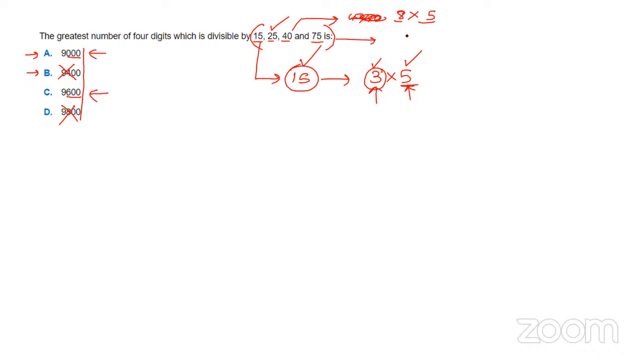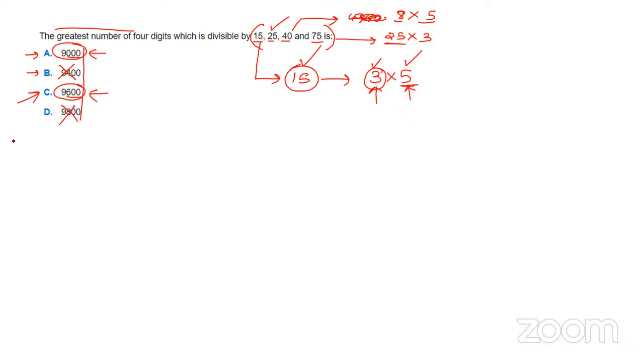75 also, we can clearly say it's nothing but the product 25 into 3. So it is definitely divisible by 25 and 3. That means 9000 is divisible by all the numbers, and 9600 is also divisible by all the numbers. Since you are asked for the greatest number, you can choose option C as the right answer in this case. So this is one way you can use it.